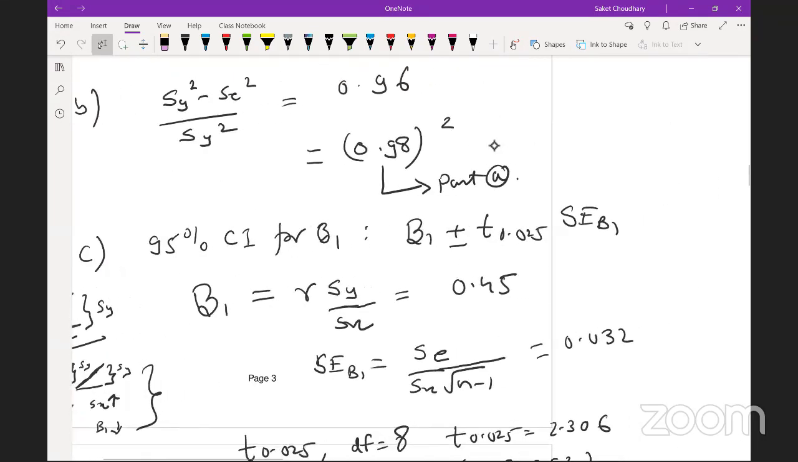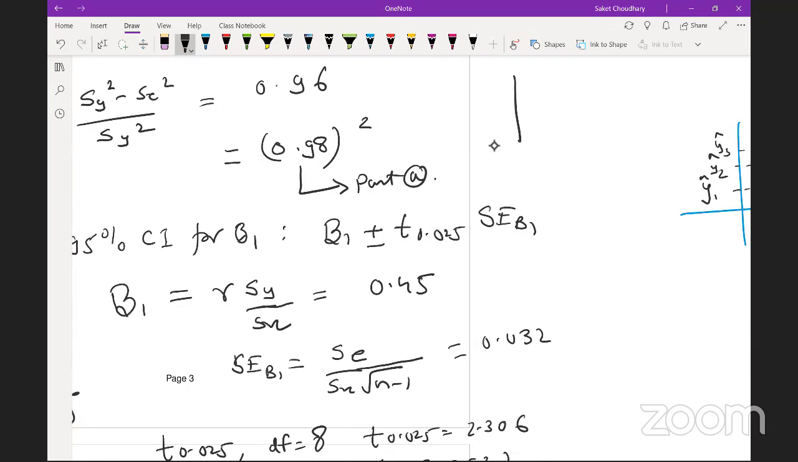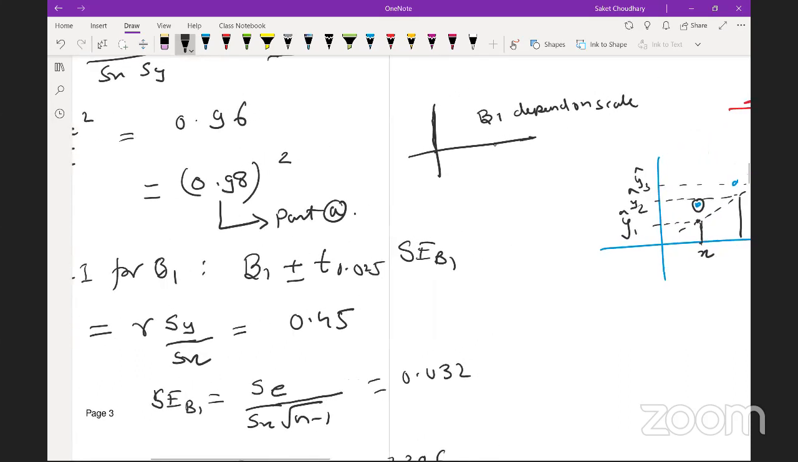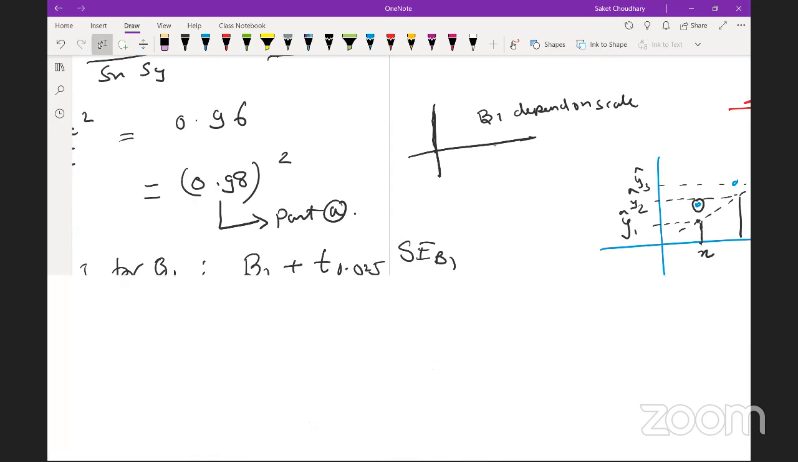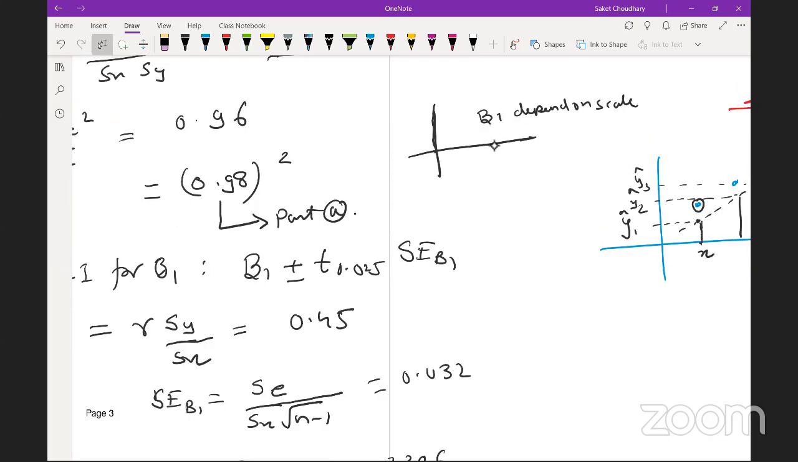Okay, so one thing which I actually missed out was that the value of beta one is dependent on the scale. Okay, so by itself, beta one is not completely interpretable. It's interpretable in the sense that you know the scales.